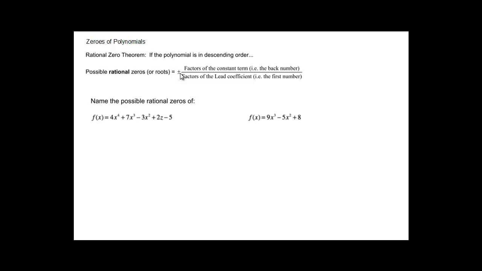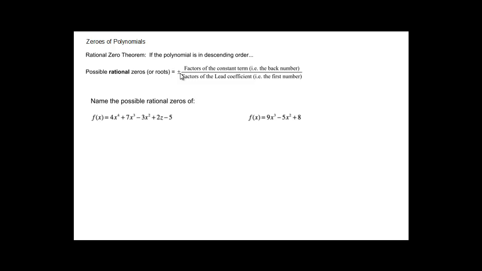Zeros of polynomials. So what we need to know now is how to find the zeros. In the section before, we were given one zero, and then we used synthetic division to try to get our polynomial down to a quadratic equation, and we could find the other zeros. But if we're not given any zeros, we need an approach.